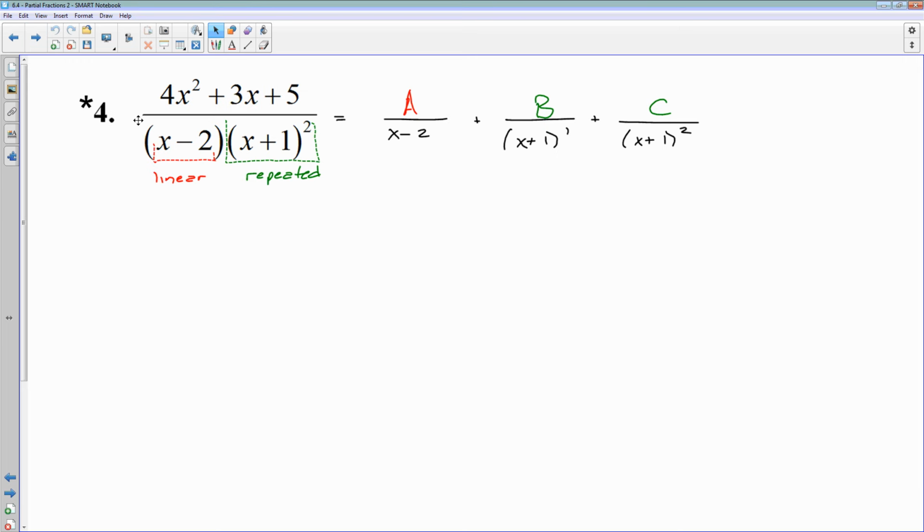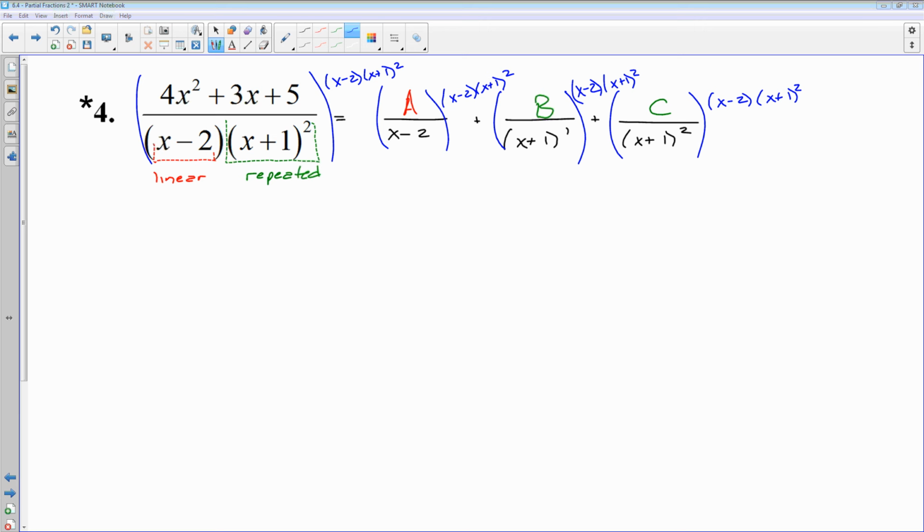All right, this problem. Here we had a repeated factor, and this was number 4 that we set up earlier. We have one linear and one repeated factor, but just like every other partial fractions problem, what we're going to do first is multiply every fraction by the common denominator, so x minus 2, x plus 1 squared, and we'll multiply everything by that. So I'll pause it while I set that up. There we go, and we'll start canceling.